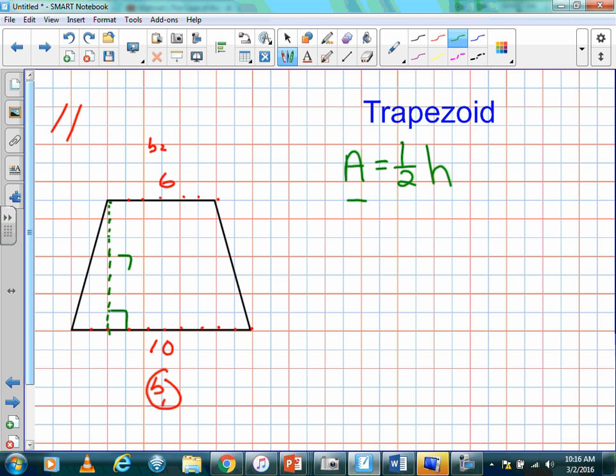So area equals 1/2 h times B1 plus B2. Now, if you can memorize that, you guys are set for the rest of this year.